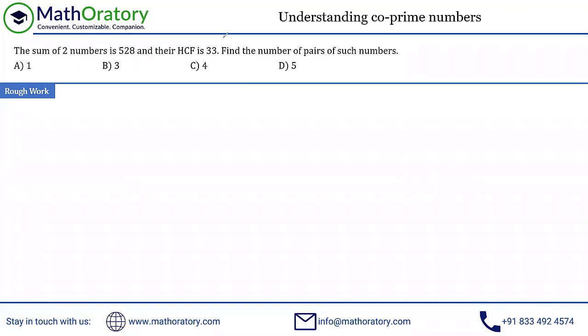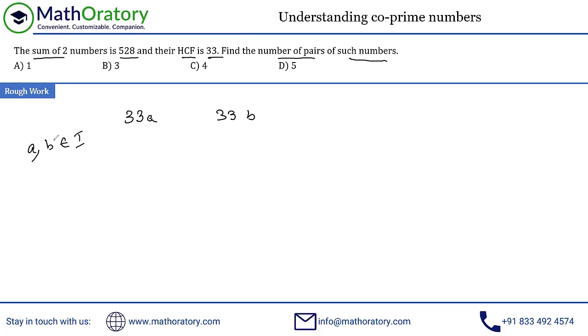Okay. So we have 2 numbers whose sum is 528 and HCF is 33. You have to find the number of pairs of such numbers, right? This is a very generic kind of question. Whenever you have the HCF as 33, what you should understand is that each of the numbers has to be a multiple of 33, right? So I can consider the first number to be 33A and the second number to be 33B, where A and B are integers.